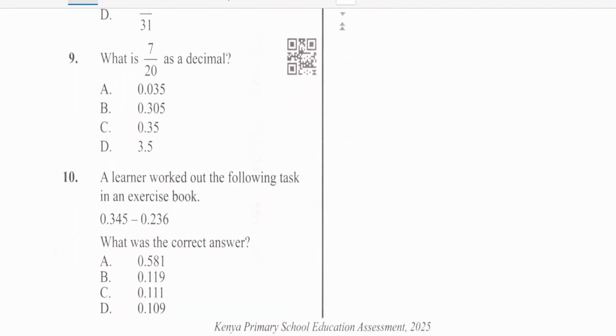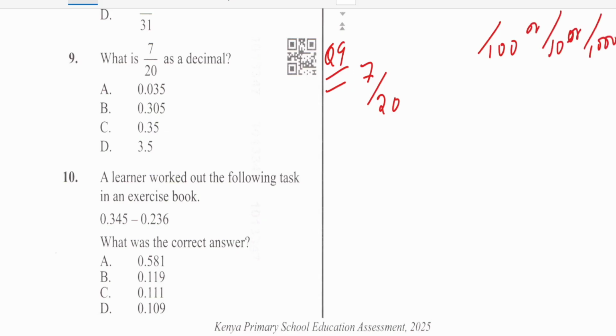Now question 9, what is 7/20 as a decimal? Now a decimal is usually over 100 or over 10 or over 1,000 and so on. But if you look at this, it is 20. There's a possibility for you to convert 20 into 100 or 1,000 or 10,000, but the easiest one is 100 because it's very near to it.